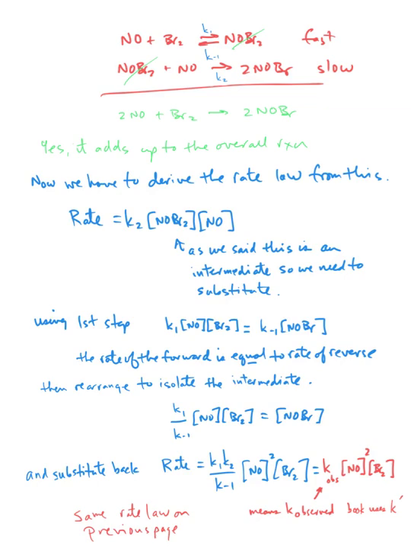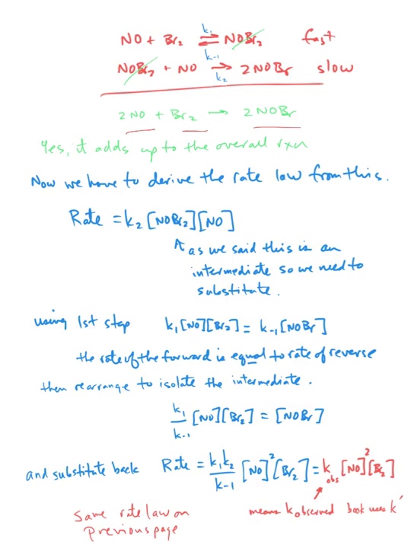First, does it add up to the overall reaction? Yes. If you add up these two steps and cancel something that appears on both sides, you get 2NO plus Br2 gives 2NOBr. Notice that there was an intermediate, and that's going to become important. We have to derive the rate law from this.